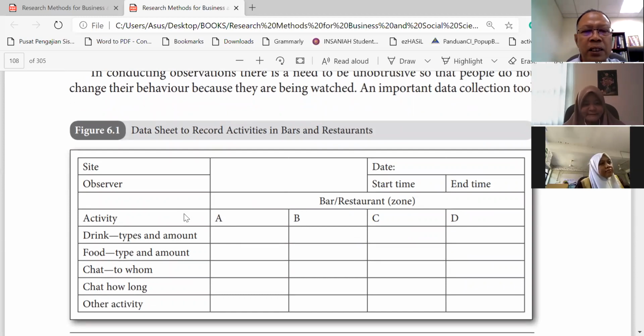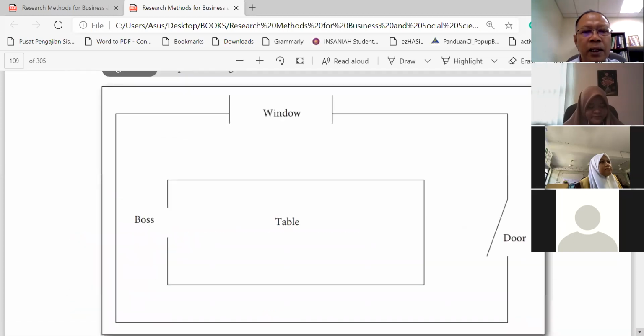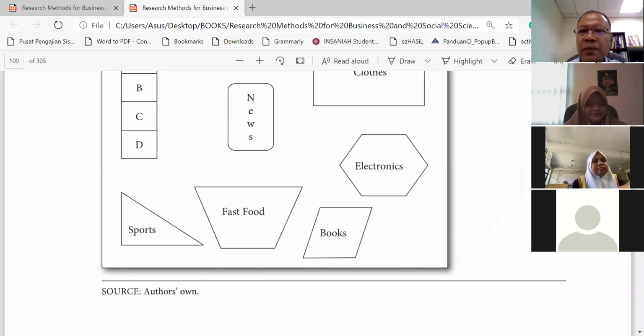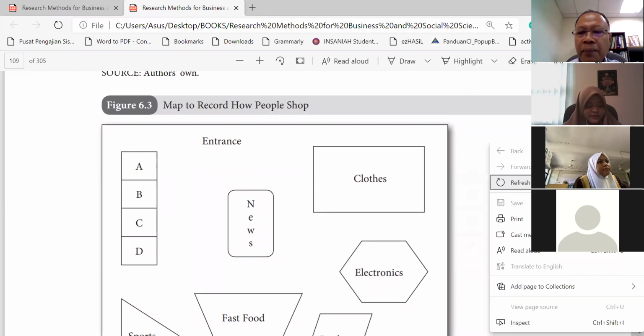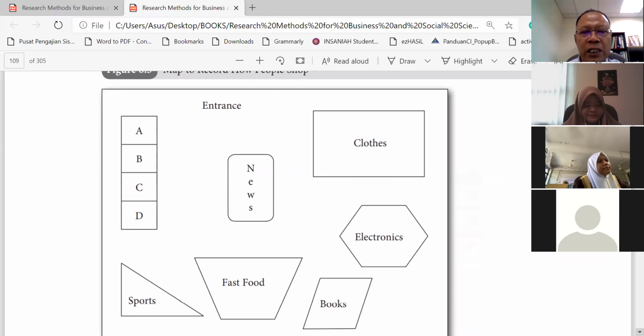Okay. So these are the types of activities: drink, food, chat how long, and other activity. So the researcher has this kind of sheet or a piece of paper, and he or she just observes. And then this is the map of where the researcher sits. This is just an example of the map where the researcher will sit and observe the behavior of customers going into the shopping mall.